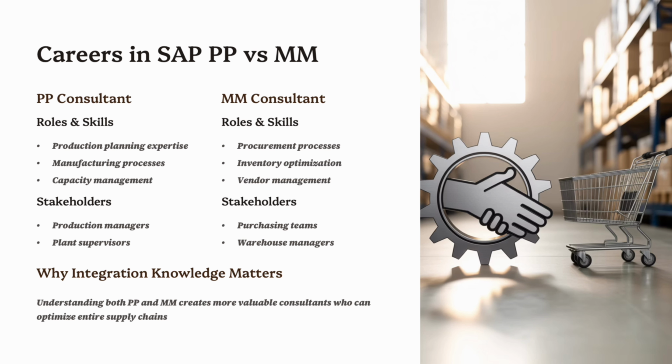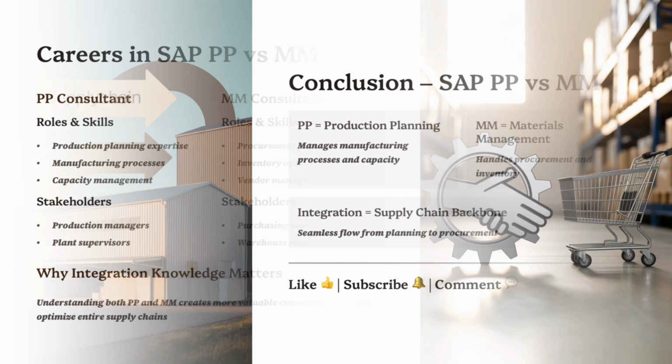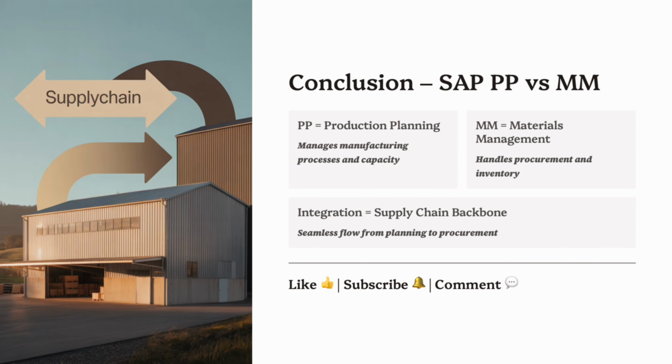Who should choose what? If you're detail-oriented, enjoy working with suppliers and like the logistics side, MM might be the best fit. If you prefer operations, scheduling, and manufacturing processes, PP could be your path. In consulting, integration knowledge makes you far more valuable because you can bridge the gap between production and procurement teams.